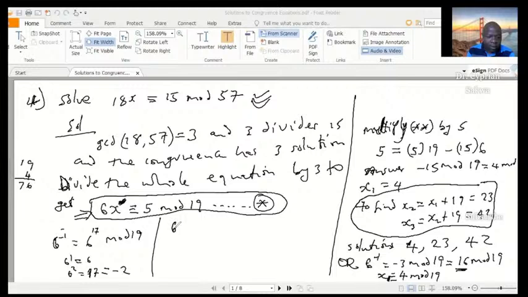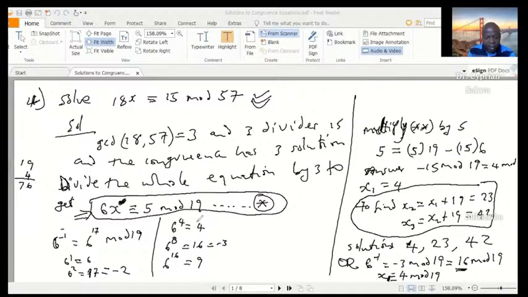What about 6 raised to 4? 6 raised to 4 will be 6 squared raised to 2, which is negative 2 squared. That would be 4. 6 raised to 8 would be this squared, which is 16. But 16 is very close to 19. Why can't I just write it as negative 3? And then 6 raised to 16 will be this squared, which is just 9.